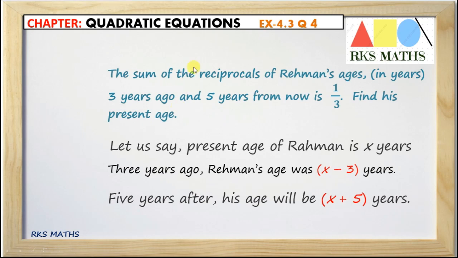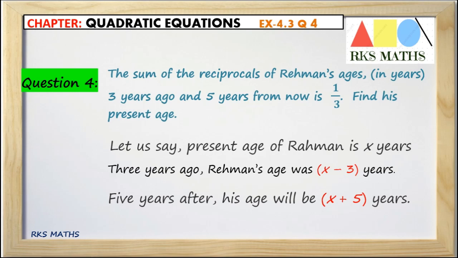Now student, let us take question number 4. Here it says the sum of the reciprocals of Rahman's age in years 3 years ago and 5 years from now is 1 by 3. Find his present age. Student, you see this is a word problem. Here the question is given in the form of language. So first we have to interpret what is given in the question and what is to be found. Whenever you read a language question, read 2-3 times until you get a proper understanding of the question.